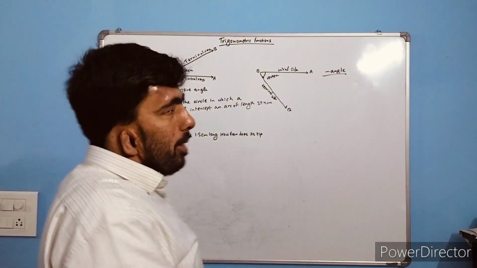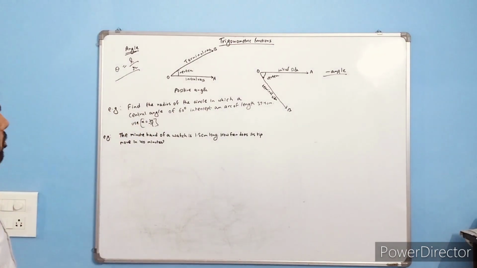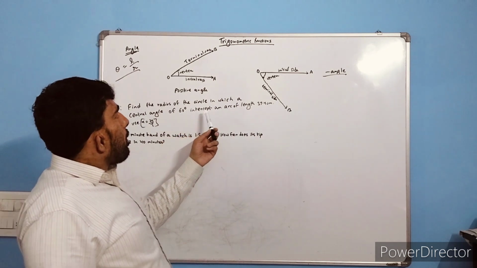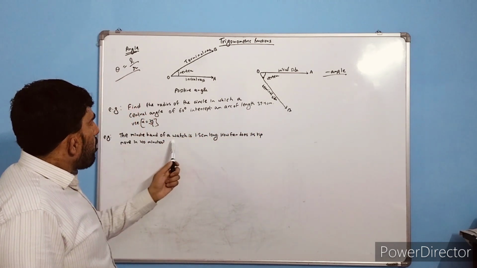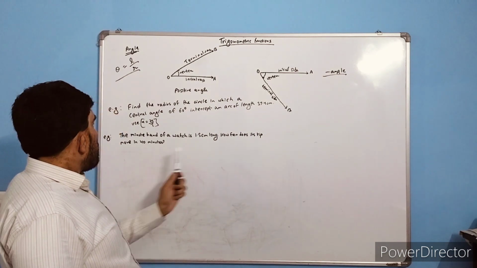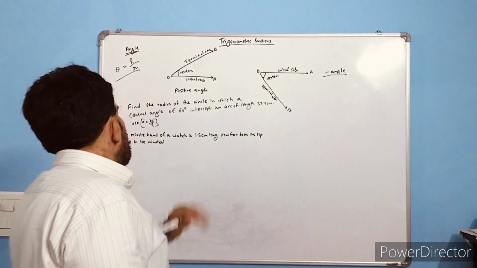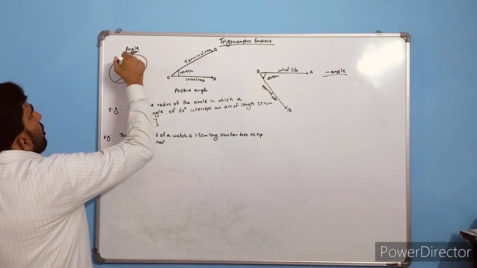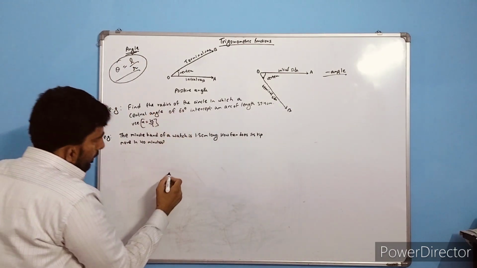Now we have two numericals. The first is to find the radius of a circle in which a central angle of 60 degrees intercepts an arc of length 37.4 centimeters. The second is a minute hand of a watch: how far does its tip move in 40 minutes? Now we'll use this formula. See, they're asking about the radius.